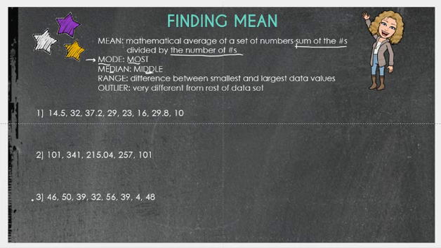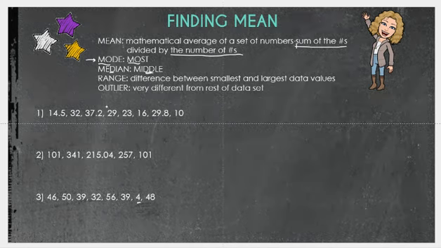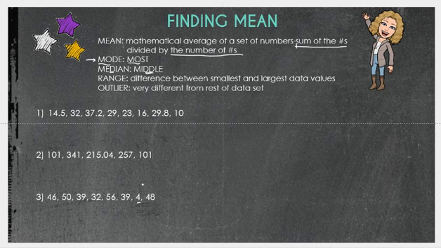So if we look down here in number 3, we have numbers that are all between 32 and 56. 4 is very different from that, so 4 would be the outlier. So we'll just look at finding the mean here with these 3 examples and chat about what students might need to watch out for. So we will add all of these values together. We've got 1, 2, 3, 4, 5, 6, 7, 8 values, so we'll add them all together. And when we do that, the sum is 191.